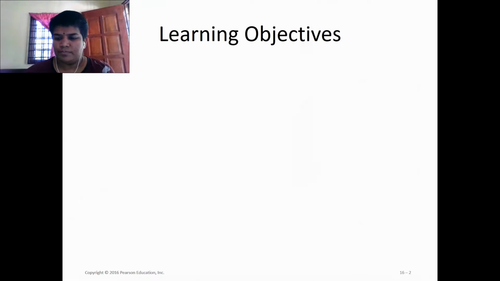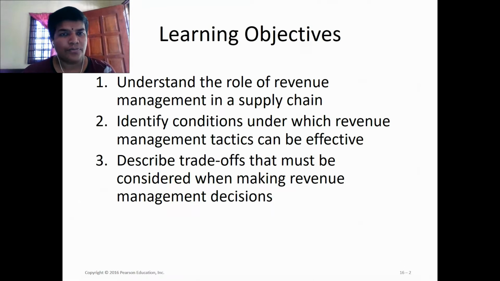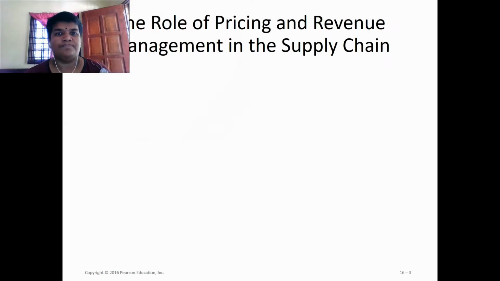So let us look into the learning objective for this chapter. Students should be able to understand the role of revenue management in supply chain. You should also be able to identify conditions under which revenue management tactics can be effective. And last, you should be able to describe trade-offs that must be considered when making revenue management decisions.